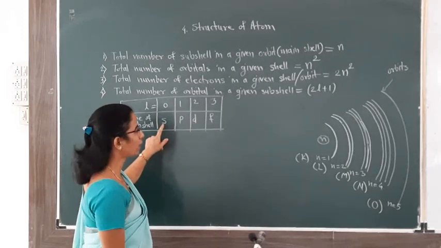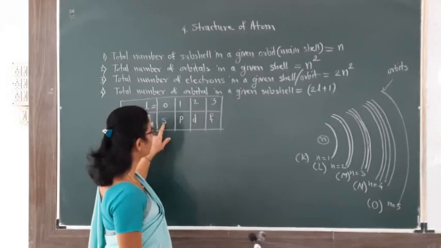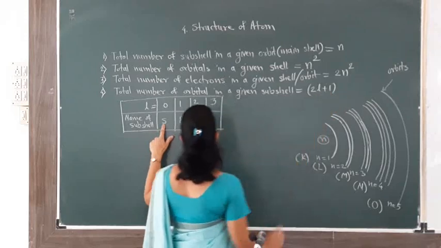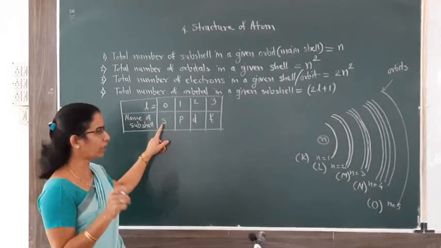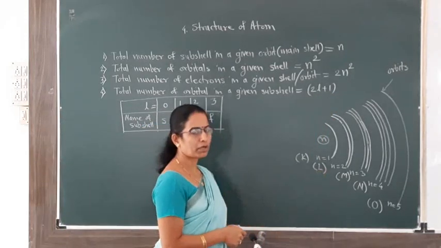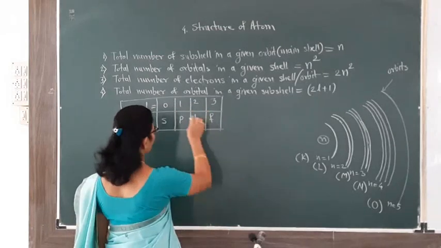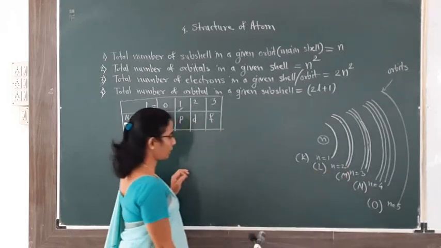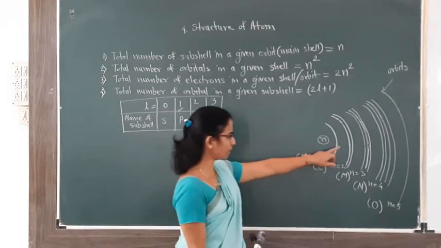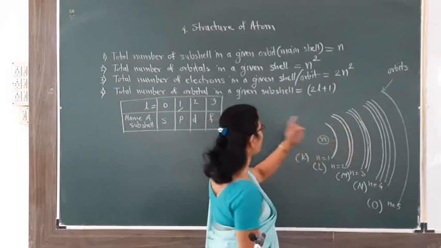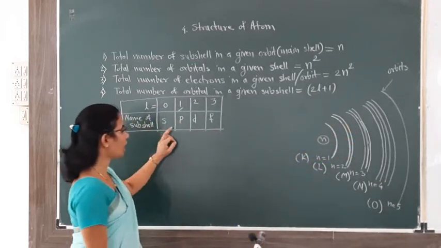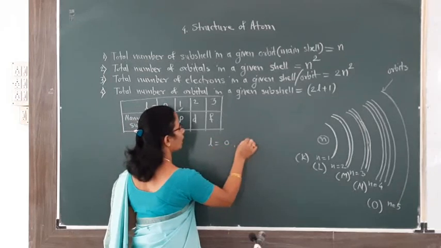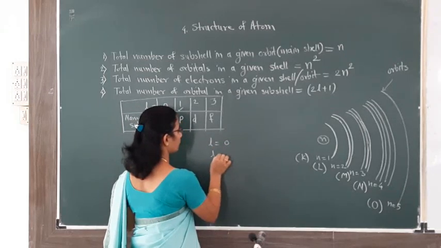And how many orbitals are present in a subshell? Here put the value of L as 0. Here you will observe only one orbital will be present in the first shell. Again, if L is equal to 1, here in the second case, we have seen that the second orbit possesses two subshells, and the two subshells are numbered as L is equal to 0 and L is equal to 1.